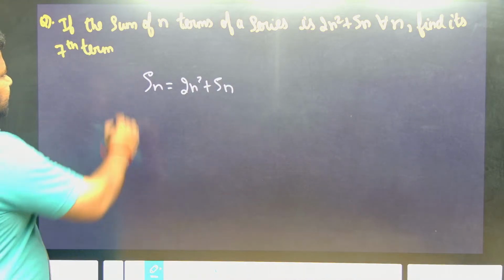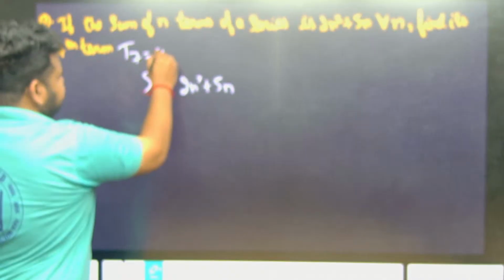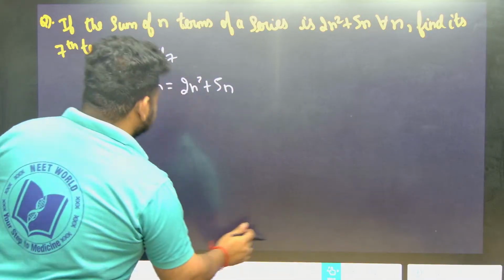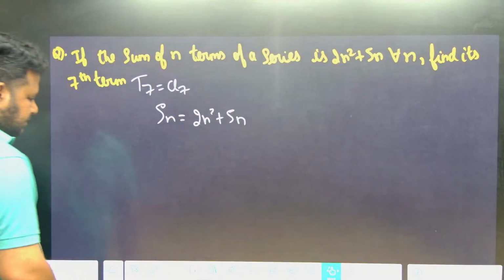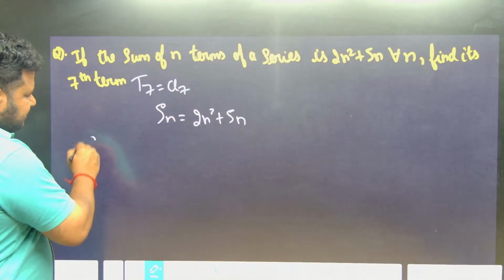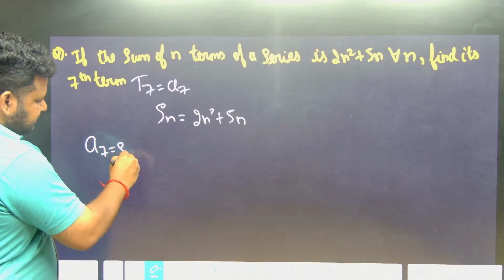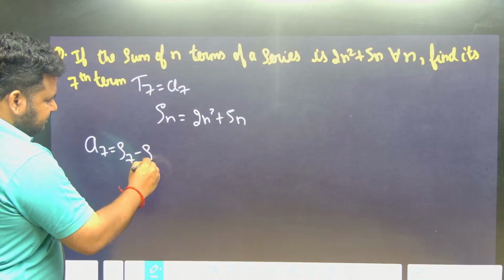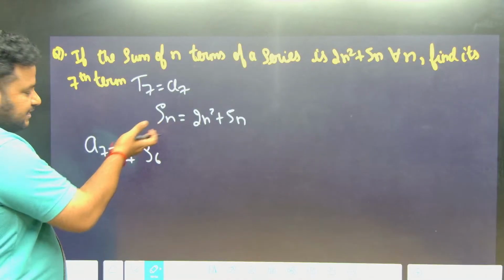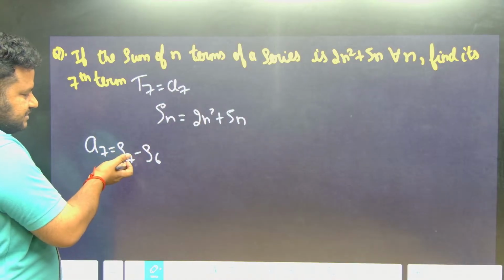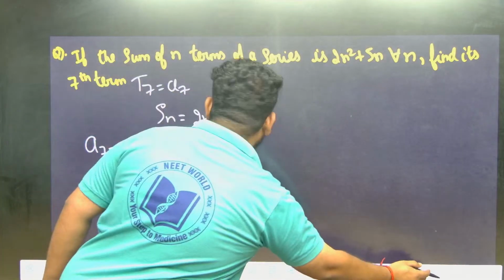That means they are asking T7 or they are asking A7. This is the question that they are asked. Okay. So, I told you by using the result, A7 can be written as what? S7 minus S6. A7 can be found out by using the value of Sn, that is A7 can be written as what? S7 minus S6. That is the result we are using.